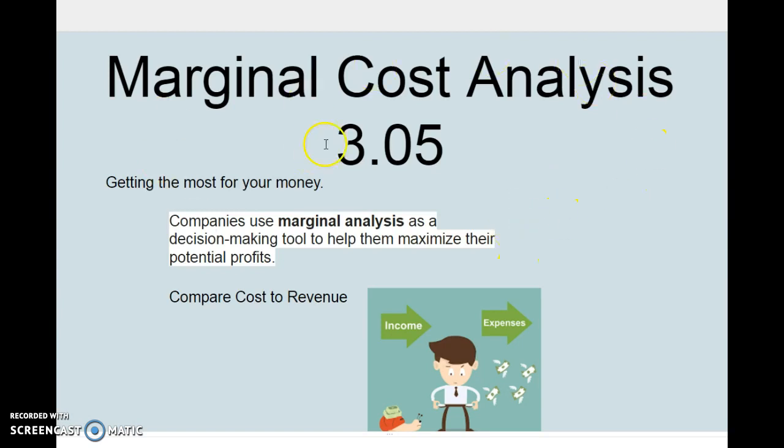I will go over some basic ideas, like what is marginal cost analysis. If you own your own business, you would like to know what to sell your product for to make the most money. So that's really what you're doing. The whole point here is companies use marginal analysis as a decision-making tool to help them maximize their profits. So we're going to compare how much it costs to run your business to how much money you're making. Income coming in to expenses going out. And you really would like the income coming in to be higher. So how do we do that?